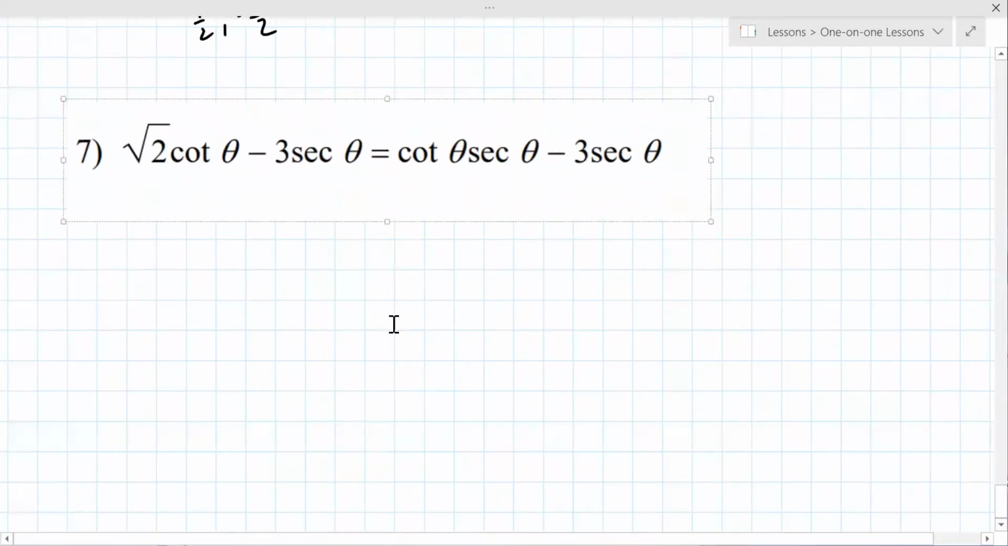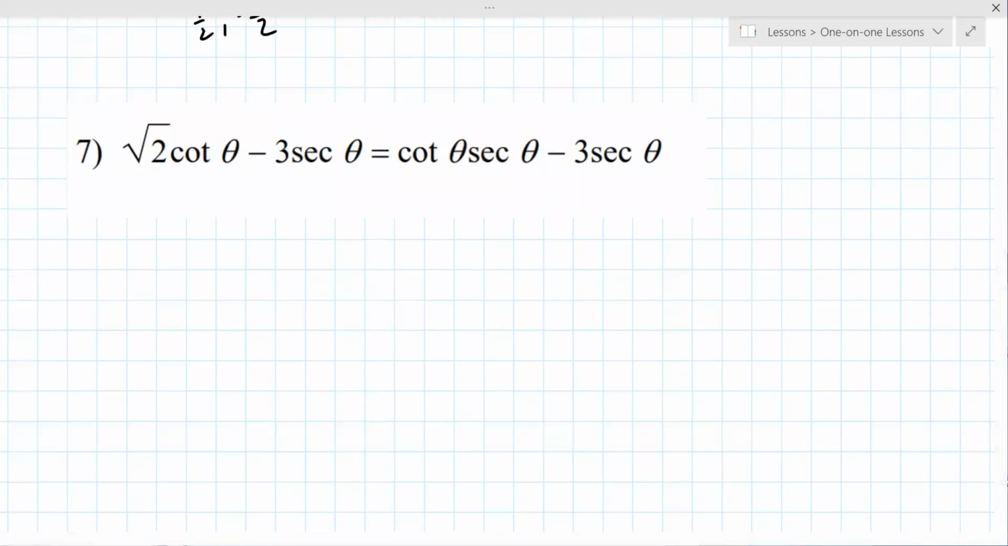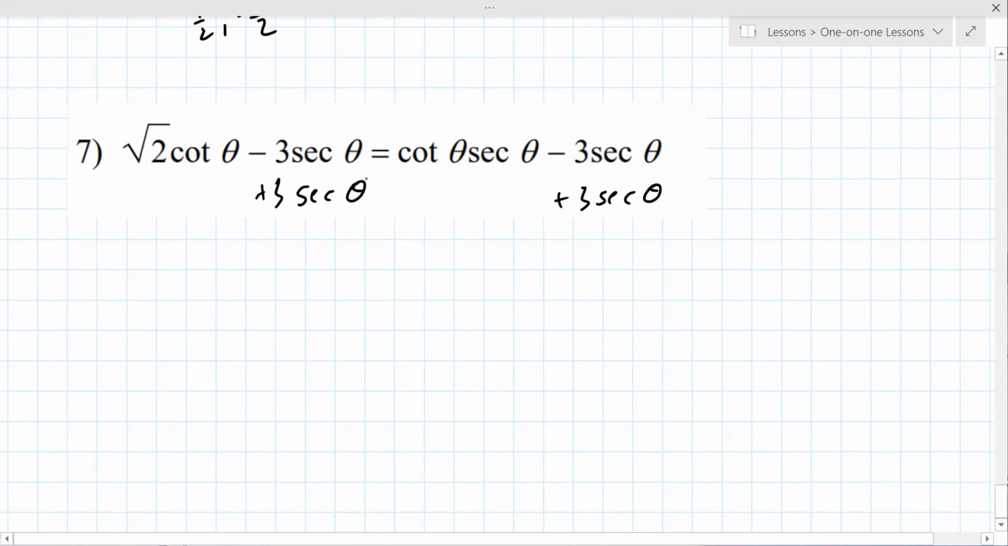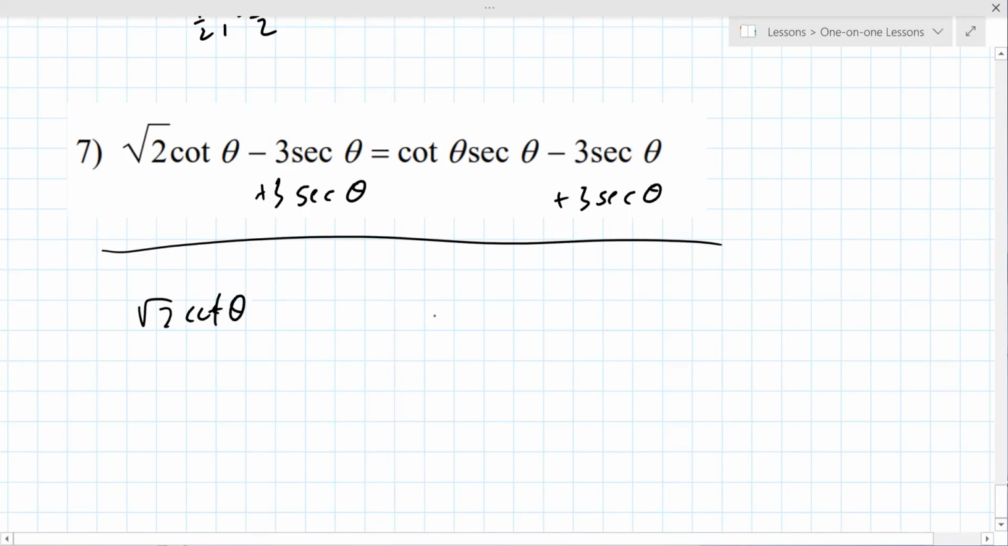Okay, so this one's got a lot going on. Actually, quite a lot going on. Wow. Okay, so if you add 3 secant theta to both sides, do you see that it cancels out? Yeah. That's good. So you get square root 2 cotangent theta equals cotangent theta secant theta.